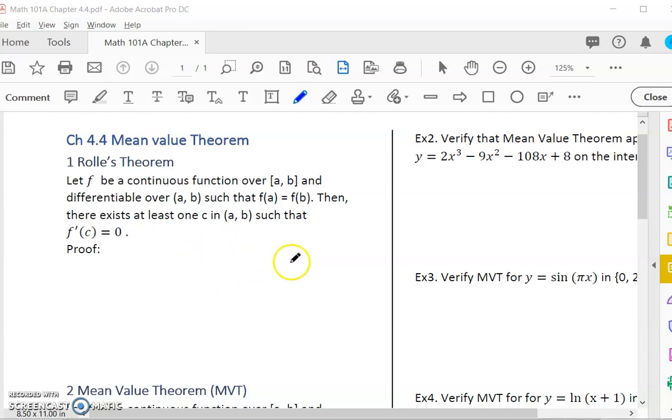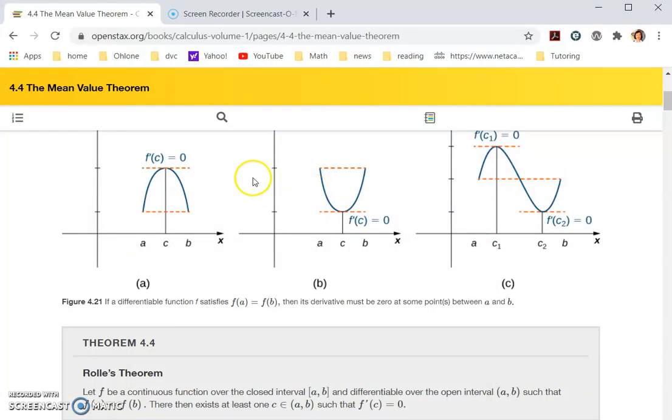To begin with, let's spend some time to prove it. The first proof is to prove something called Rolle's theorem, and then we'll prove the mean value theorem using Rolle's theorem. Now, Rolle's theorem can be proved by looking at the book. So I'm going to switch over and look at this. So this says that was Rolle's theorem.